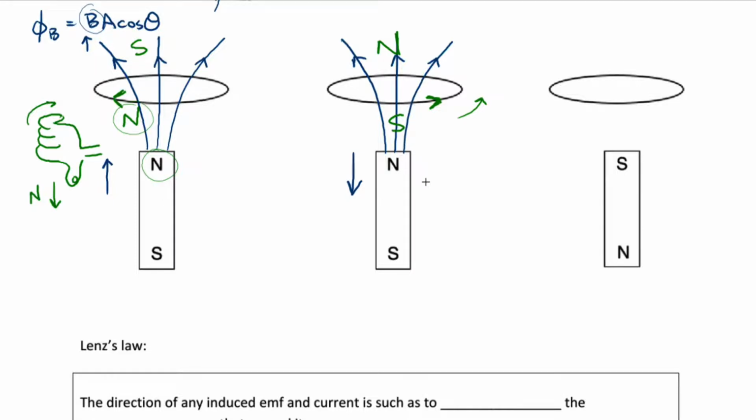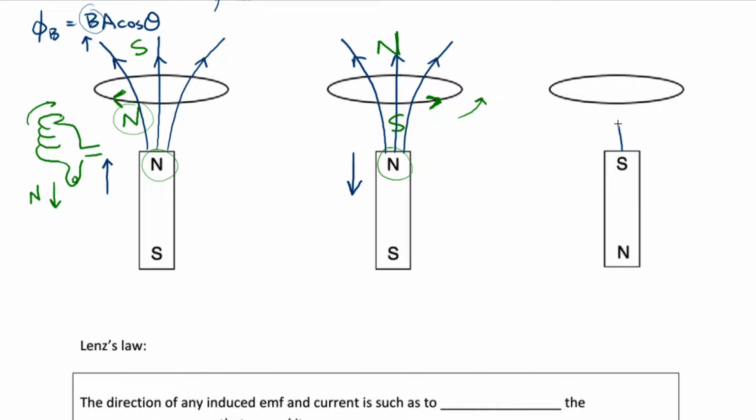As we pull the magnet downwards, we're actually generating a south pole here at the loop of wire, which is going to attract the north pole and again try and resist what we're doing. This south pole again is being generated by the current in this loop of wire because currents generate magnetic fields.